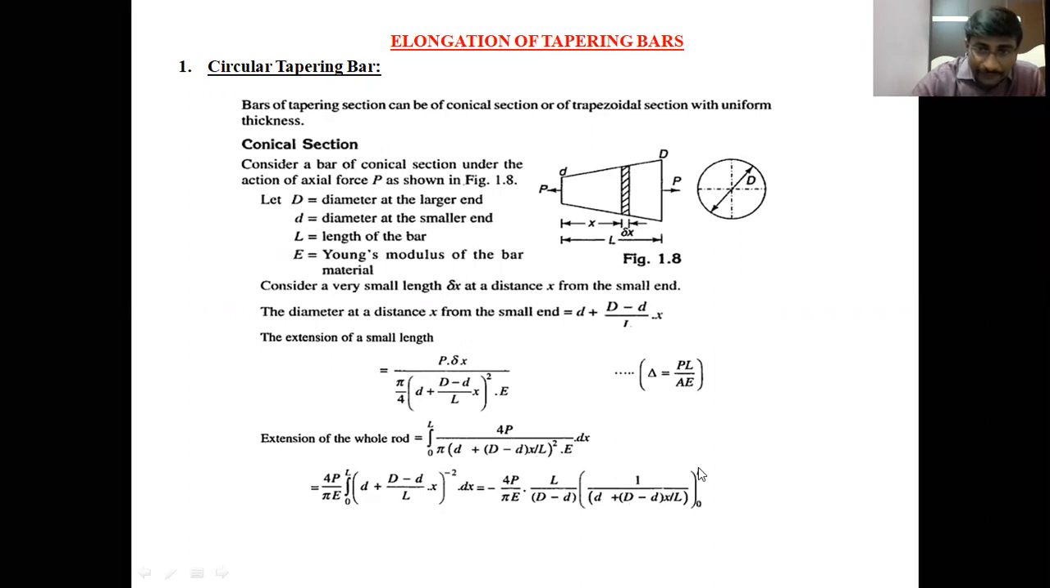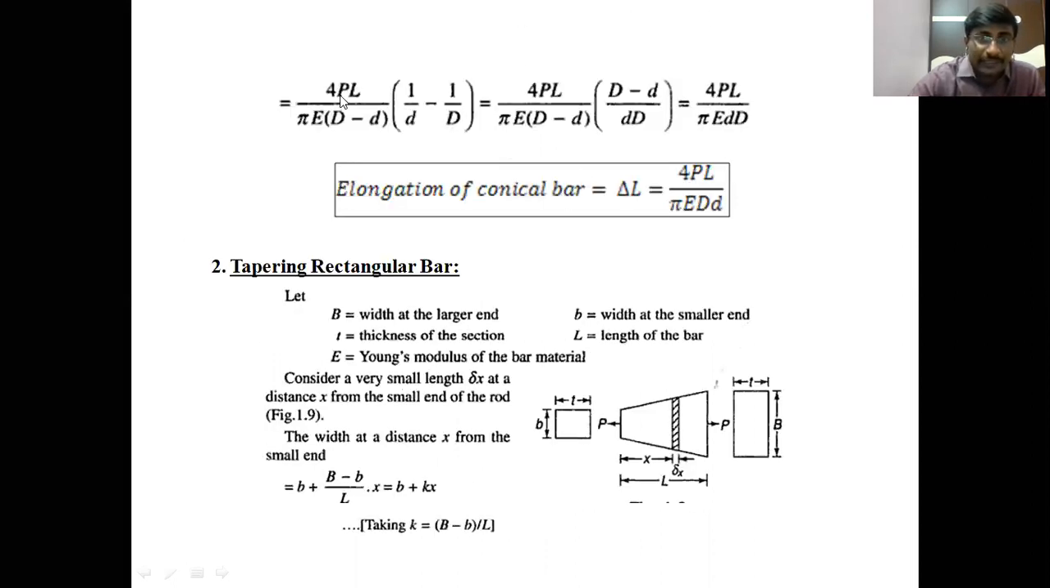If you substitute the upper limit, we get 1 by capital D. If you substitute the 0 value at this place, this total parameter is 0, so 1 by small d remains. So 1 by capital D minus 1 by small d. Here a minus is there. If you convert it into plus, we can write 1 by small d minus 1 by capital D, like this. 4PL by pi E into (D minus d), 1 by small d minus 1 by capital D. The minus is cancelled here.